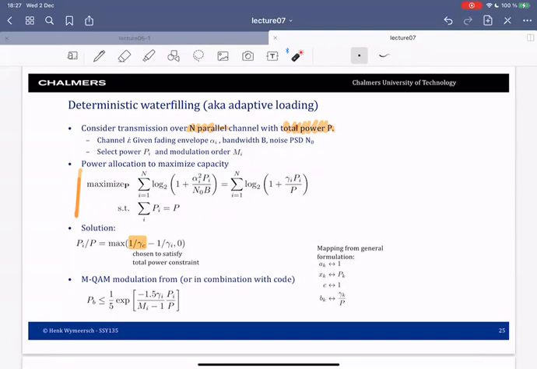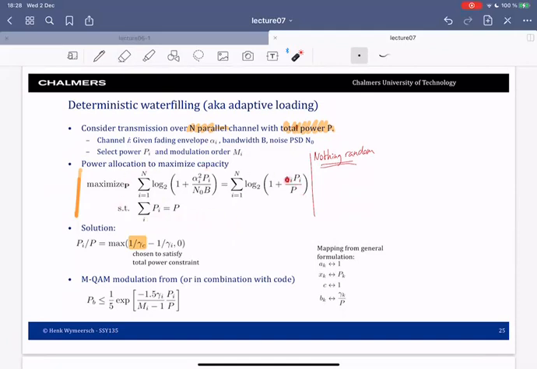So here, there is nothing random. I should stress this. Everything is deterministic. The channels are given to you. This is very different from statistical water filling, where everything is random. You have only one channel, and you need to decide over time how much power to allocate, making sure you don't break the average power constraint. Here, there is nothing random. You just need to allocate power, and you have to meet the total power constraint.